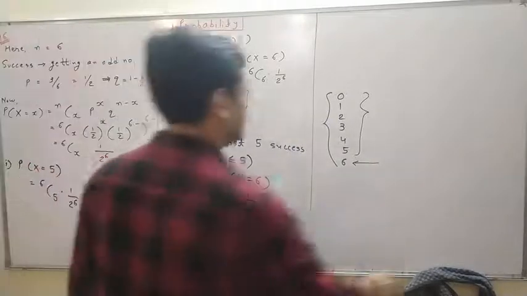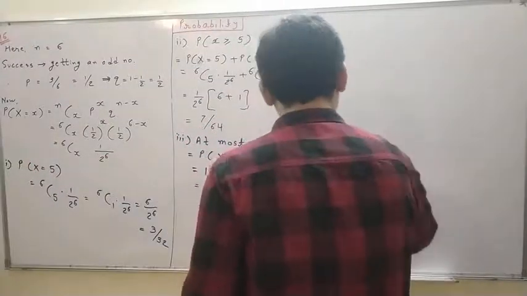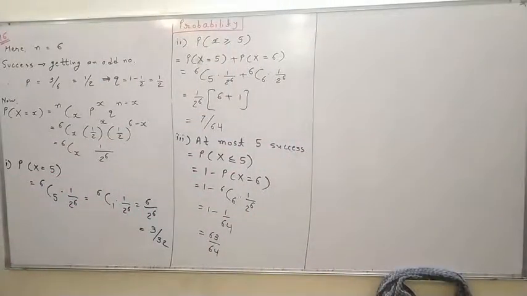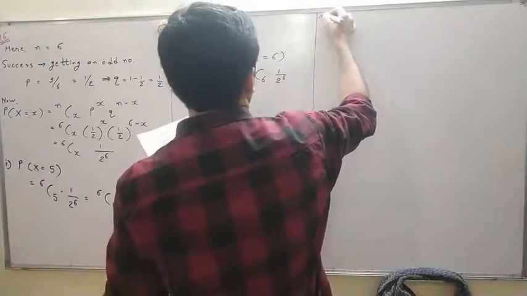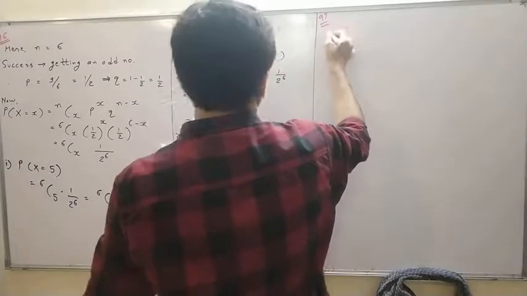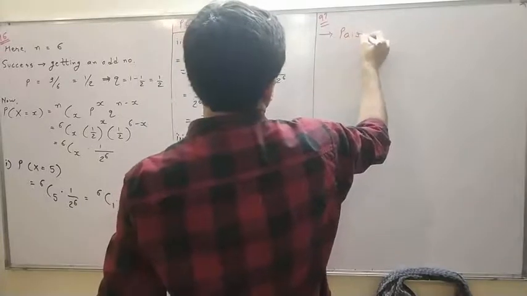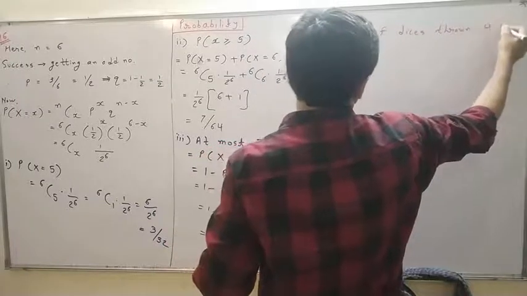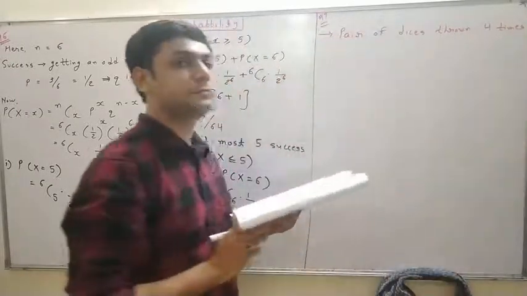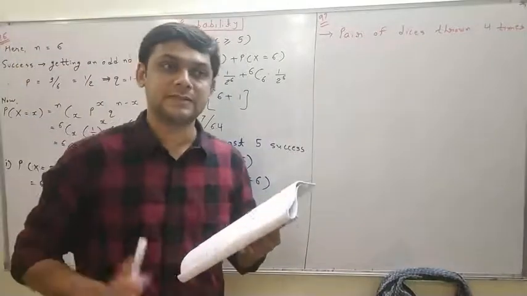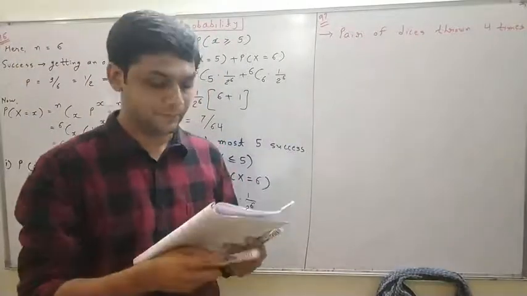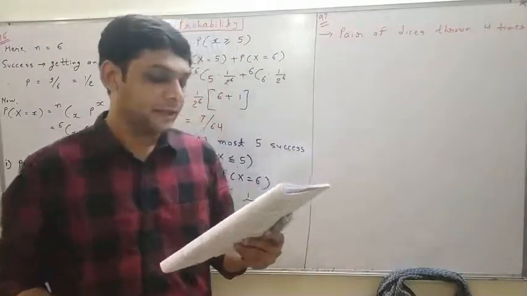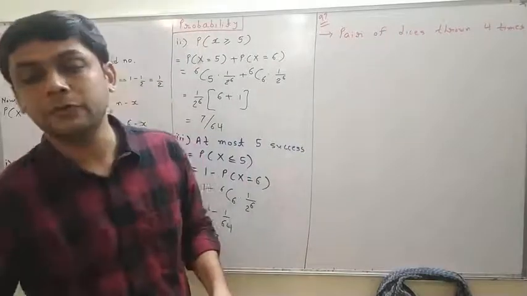Next question, question number 97. A pair of dice is thrown 4 times. It means the first time a pair of dice is thrown, the second time a pair of dice is thrown, the third time and the fourth time. So here the experiment is not throwing a die. Here the experiment is throwing a pair of dice. If getting a doublet is considered a success, find the probability of 2 successes.